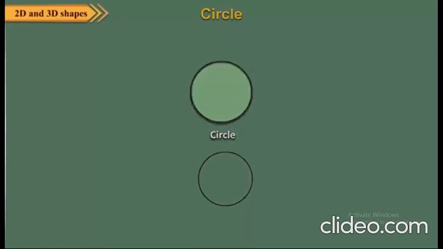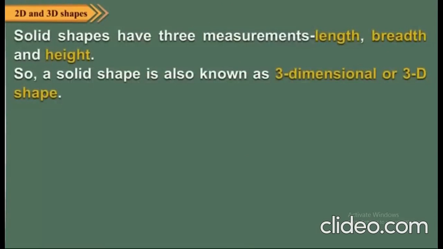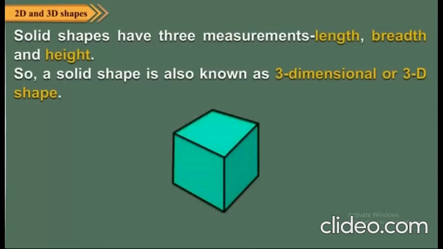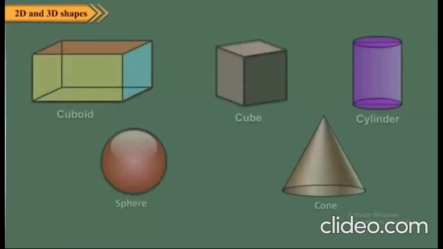Now 3D shapes or solid shapes. Solid shapes have three measurements, length, breadth and height. So a solid shape is also known as three-dimensional or 3D shape. In this shape you can see some plane surfaces and some lines. This plane surface is called its face, and this line is called edge and this corner is its vertex.